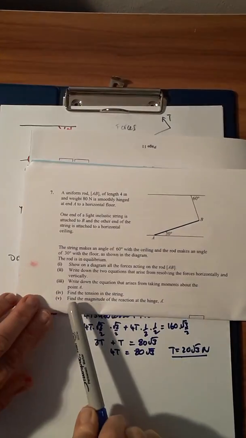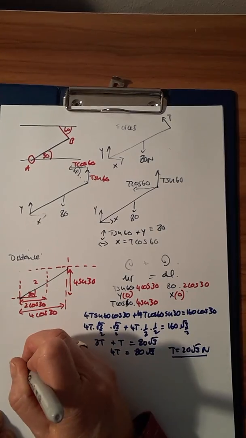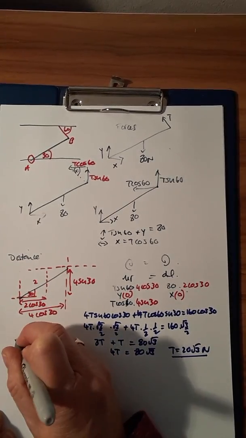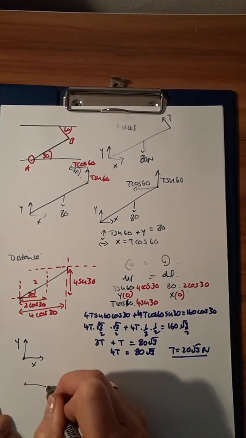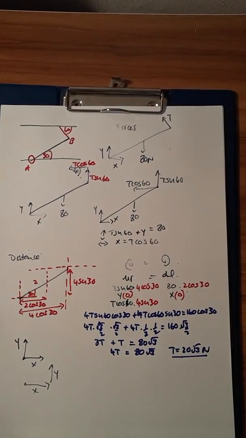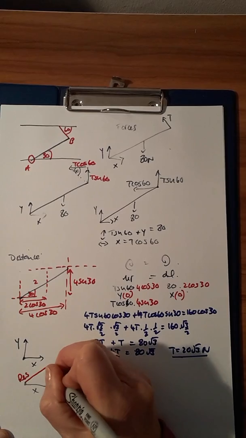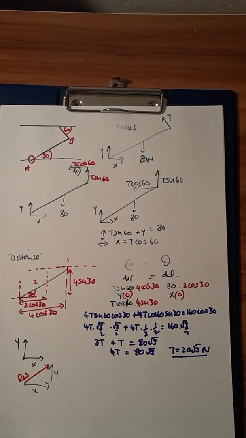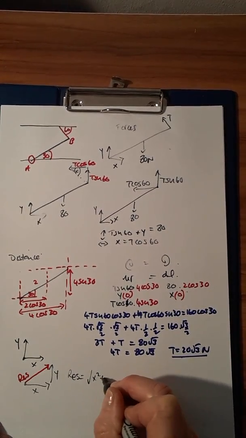Okay, the last part of the question, I found the tension in the string, the last part says, find the magnitude of the reaction at the hinge. So again, my hinge reaction is your X and Y forces. If I just move this Y force over here and put it there, I can do that because I can move vectors around once I don't change their size or direction. And this is where I'm starting and that's where I'm finishing. So that's the resultant, that red line there. So to find the resultant, I'm of course going to use Pythagoras. So the resultant is equal to the square root of x squared plus y squared.